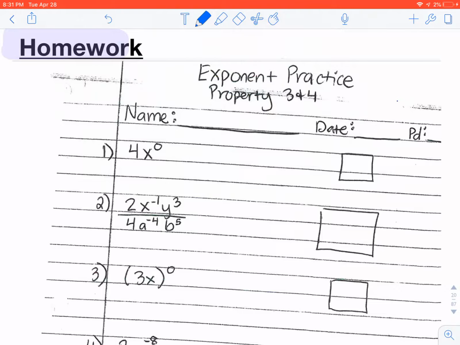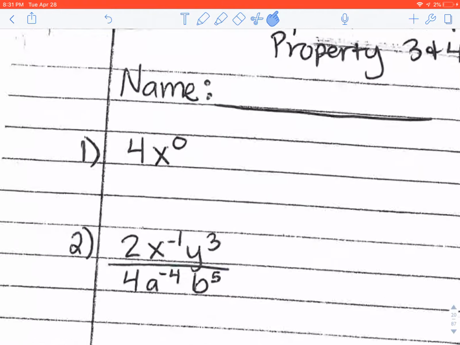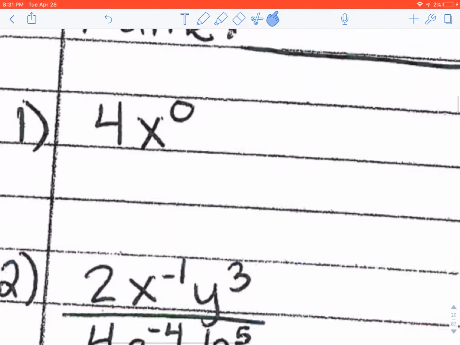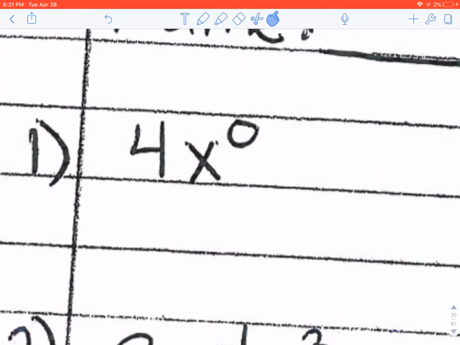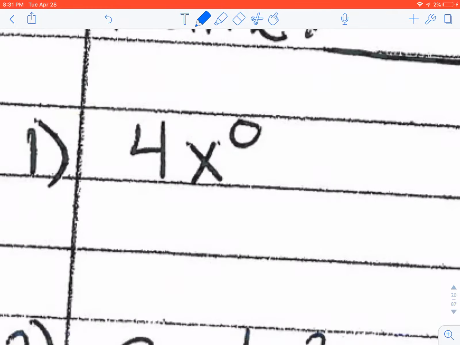So the zero exponent property tells us anything raised to the zero power is 1. Okay. The negative exponent property tells us that we do not leave our answer with negative exponents. If you have a negative exponent, move it to the opposite side of the fraction and make it positive.